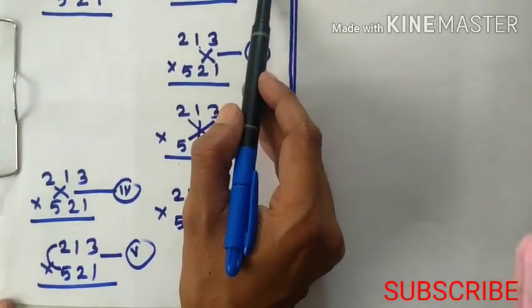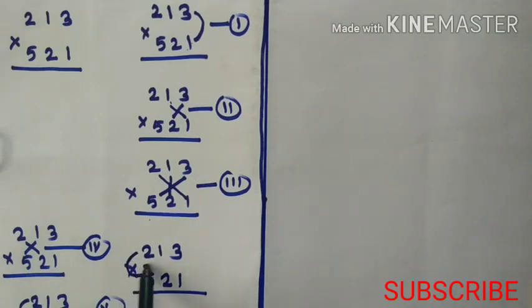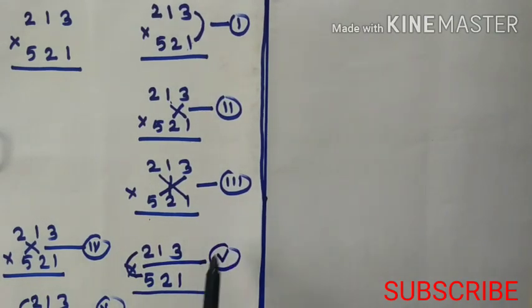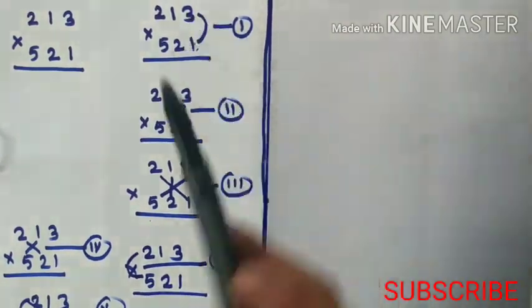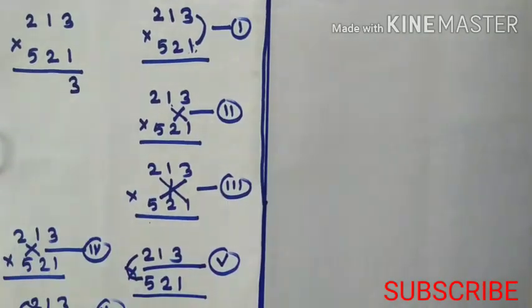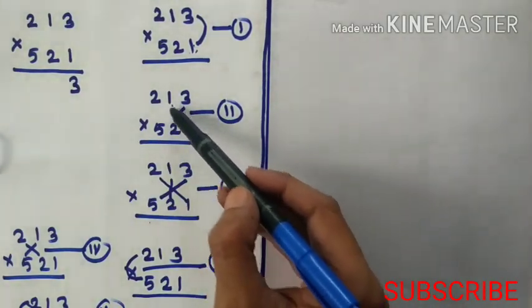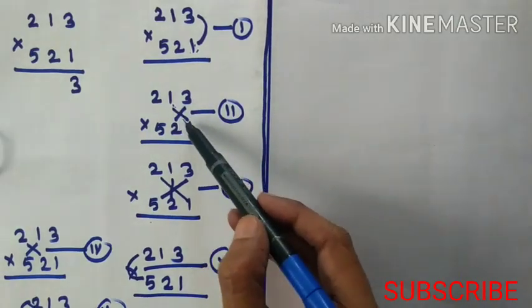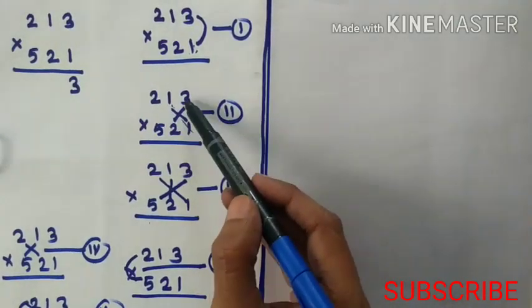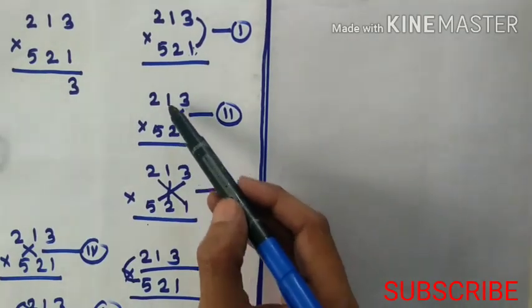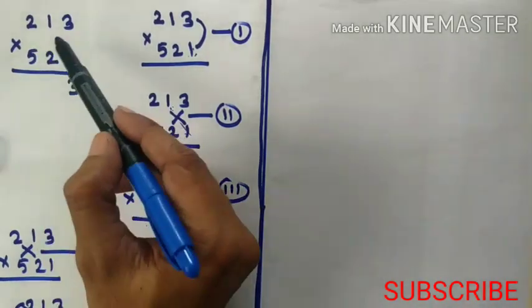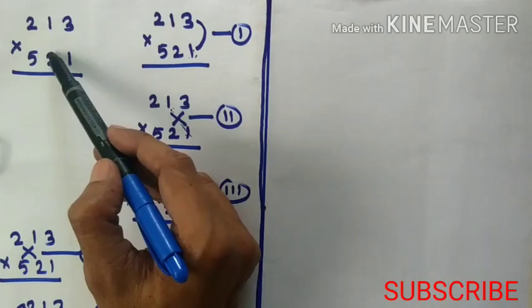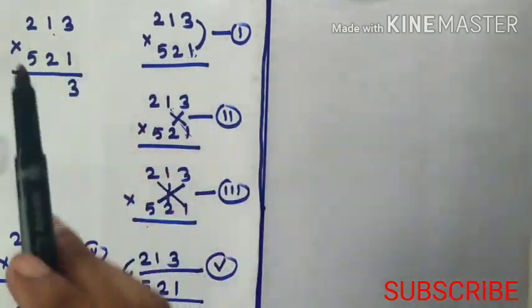Now first step is 3 into 1. First step, the product of these two, 3 ones are 3. Second, cross multiplication and then their addition: 1 into 1 and 3 into 2. Product of 3 into 2 and 1 into 1 and their addition. Second step: 3 2s are 6 plus 1, 7.